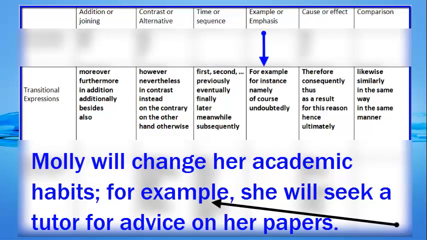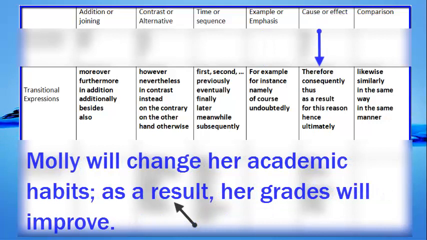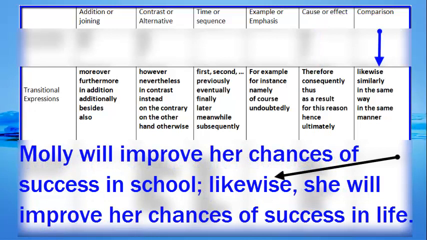Molly will change her academic habits. For example, she will seek a tutor for advice on her papers. Molly will change her academic habits. As a result, her grades will improve. Molly will improve her chances of success in school. Likewise, she will improve her chances of success in life.